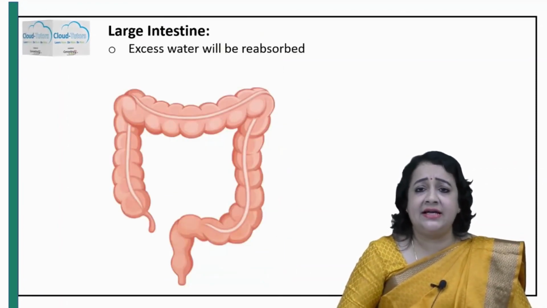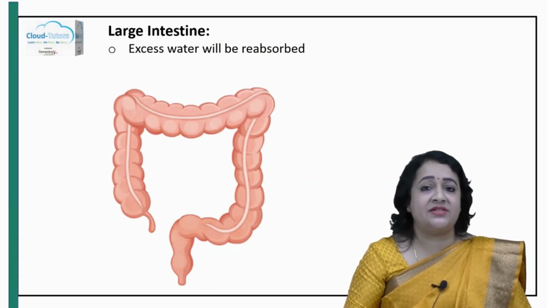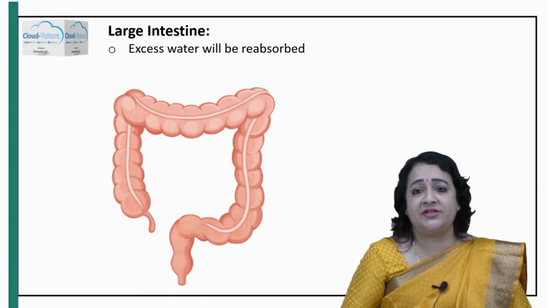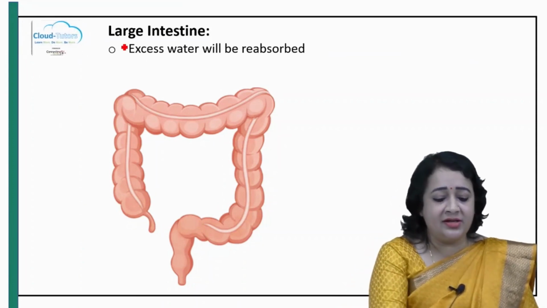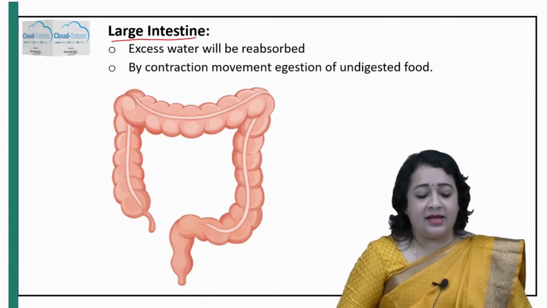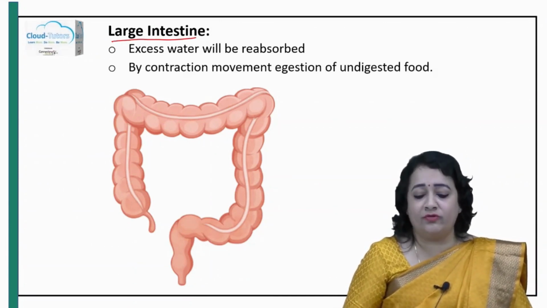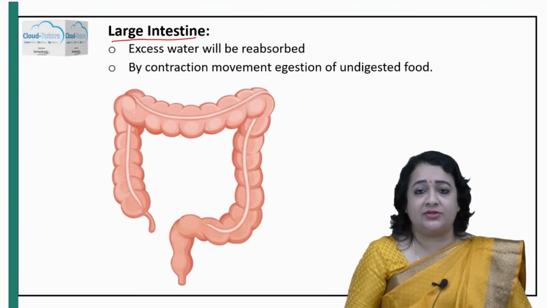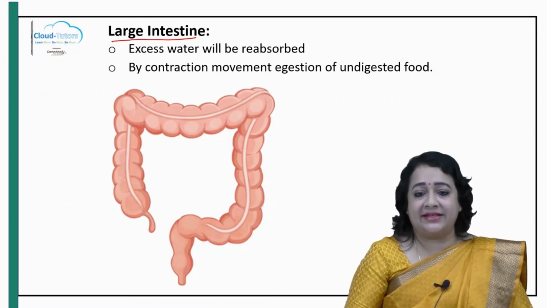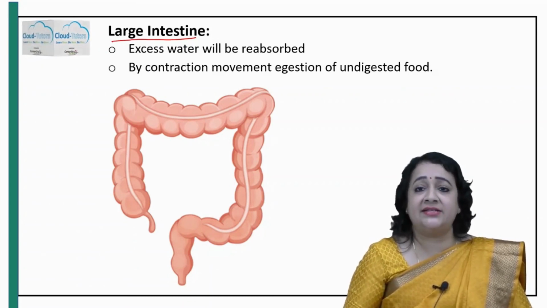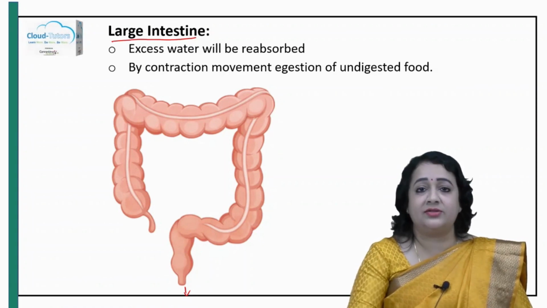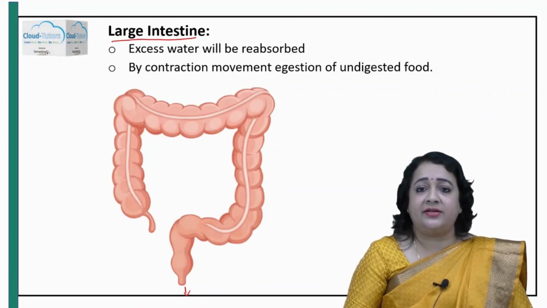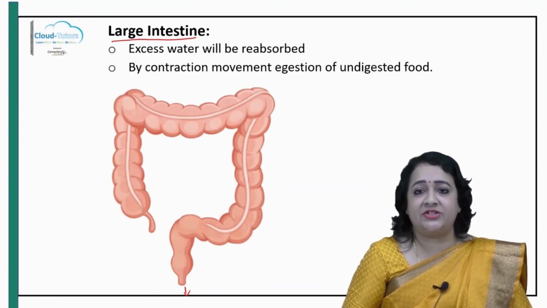Now finally, after the digestion process, what happens in the large intestine? The excess water present in the undigested food will be absorbed in the large intestine, and the contraction movement helps in the egestion of the undigested food. The undigested food gets excreted from the rectum through the anus. So this is the function of the large intestine: reabsorption of water and helping in the excretion of the undigested food.